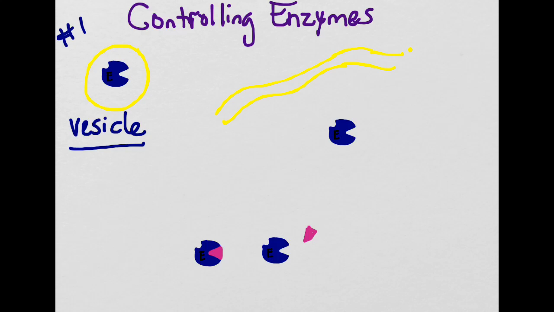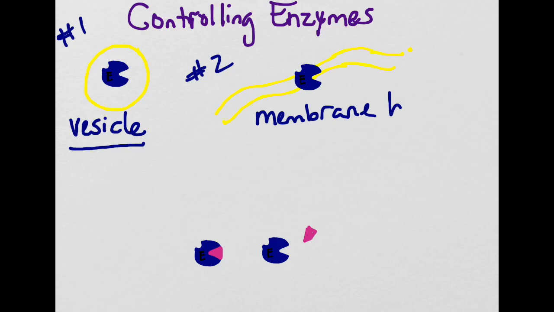All right, number 2, we could take that enzyme and we could make sure that he is membrane bound. Membrane bound. What does that mean? That means after he is made, DNA to RNA, RNA to protein on the ribosomes, after he's made, he's shipped to the membrane.